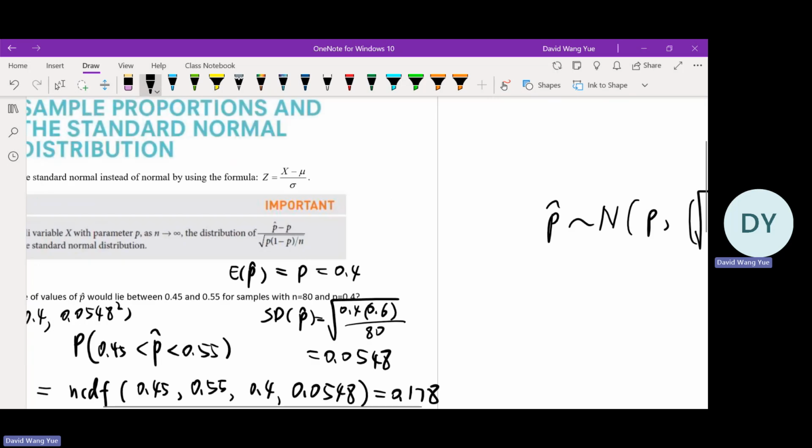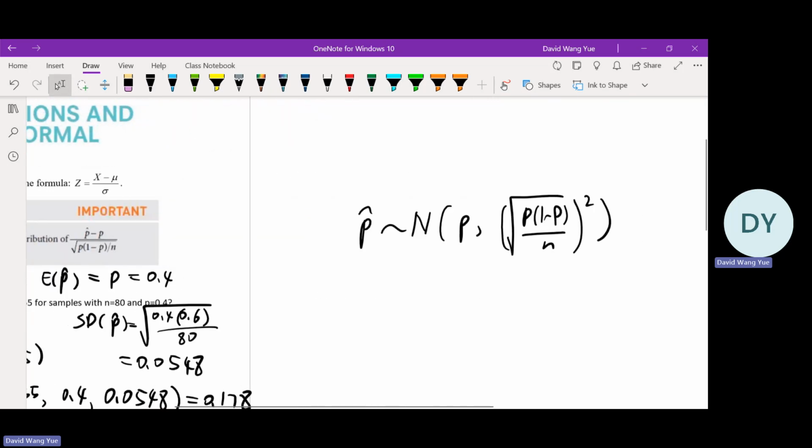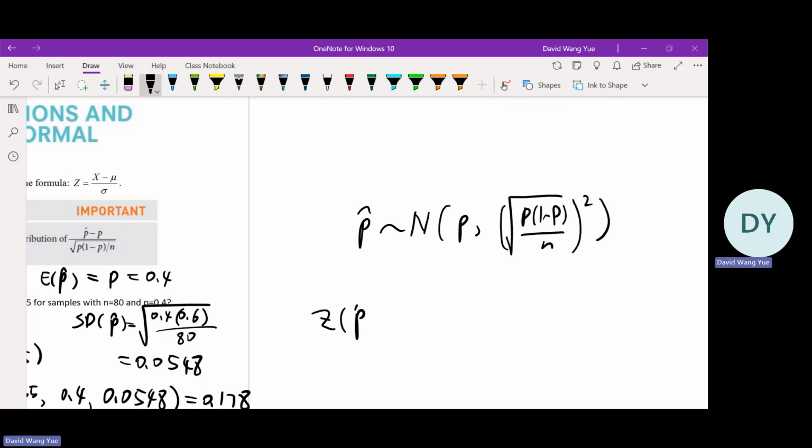That is why here it asks about the z value of p hat. If you calculate the z value of the p hat, it should be p hat, that is x minus the mean, divided by the standard deviation.